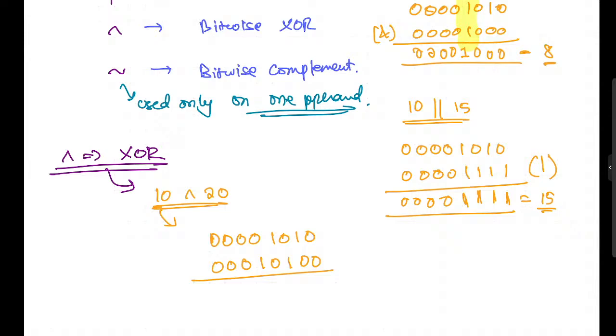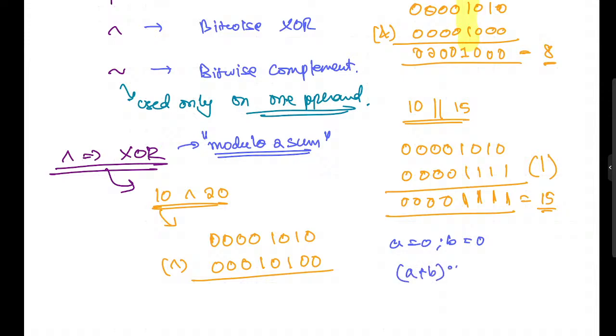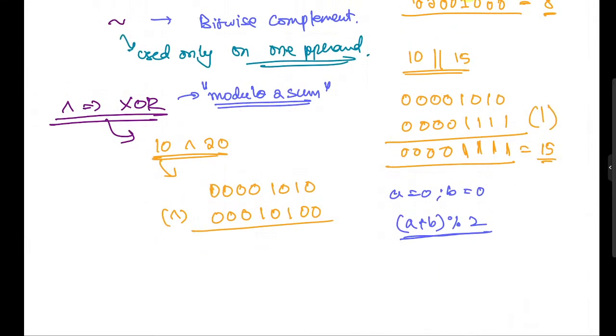If I do XOR on this, XOR basically means modulo 2 sum, right? The best way to remember XOR is modulo 2 sum. What do I mean by modulo 2 sum? If you have a equal to 0 and b equal to 0, what you generally do is first take a plus b and apply modulo 2 on that. That is your XOR. That's it, right? For any two values a and b, if you sum them and apply modulo 2, that is your XOR.